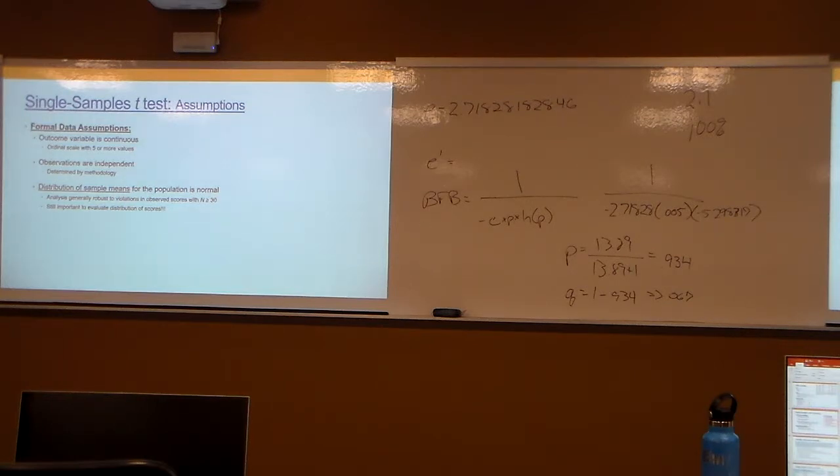Also, assumptions. We have to assume that our observations are independent. That means tomorrow's answers don't depend on Alicia's answers, don't depend on Siley's answers. Everybody's data is independent of one another. The big thing we're concerned about, and our underlying assumption of the t-test, is that the distribution of sample means for the population is normal. If I say an assumption of the test is that the distribution of sample means is normal, do I care about what the actual distribution of my data looks like?